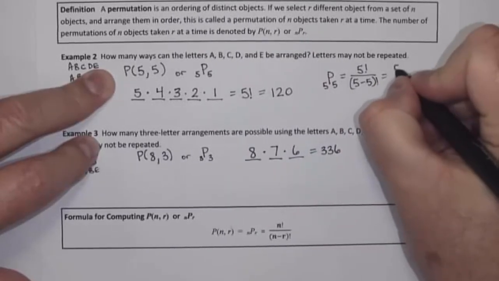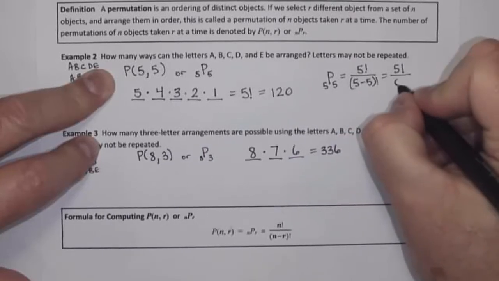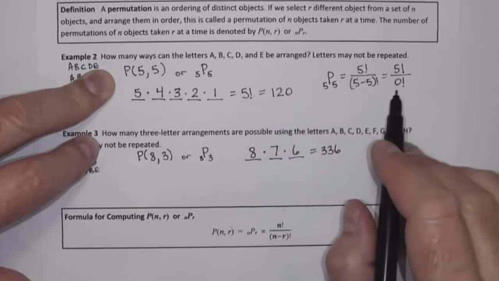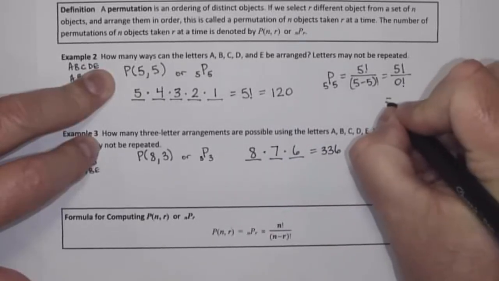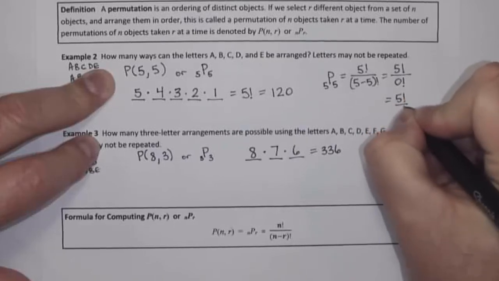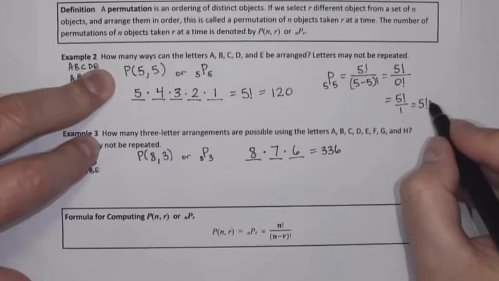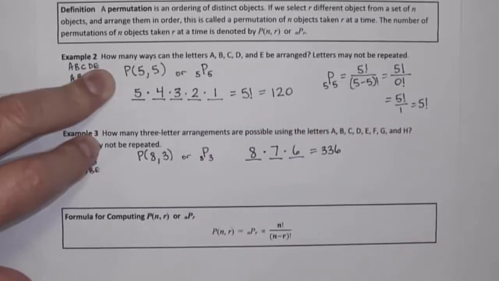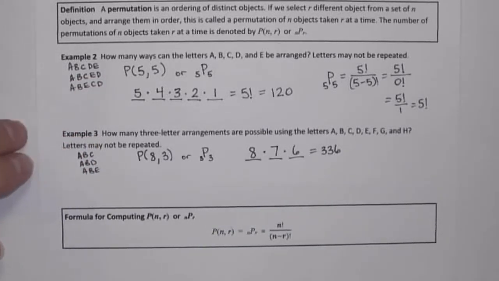Well, 5 factorial is 5 factorial. 5 minus 5 is 0, so down here we have 0 factorial. But if you'll remember, we defined 0 factorial as 1. So this is 5 factorial divided by 1, which is just 5 factorial, which would equal 120, as we said previously. It'll help a little more if we look at example 3.